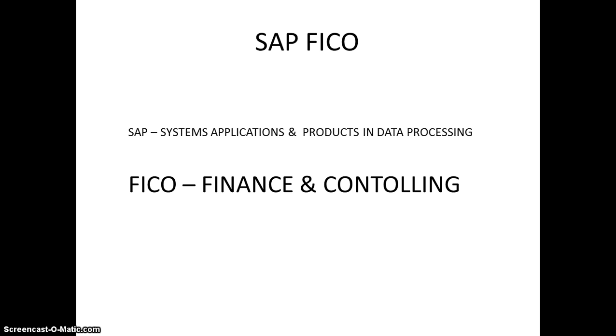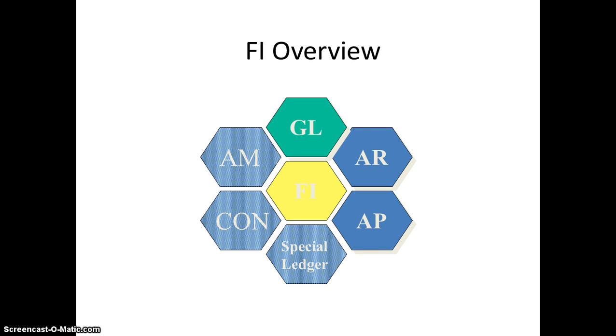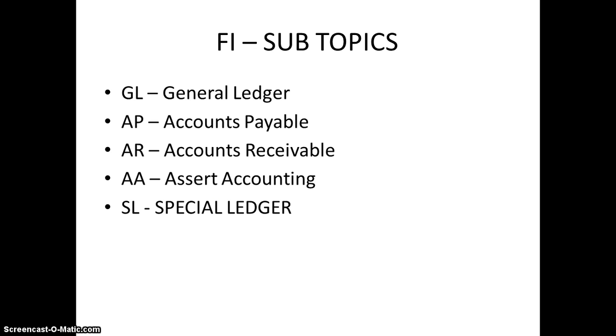Now here in SAP FICO, SAP means systems, applications and products in data processing, and FICO means finance and controlling. This is an ERP solution given by SAP. ECC 6.0 is the latest version that we have. So, FI overview. In FI we have various subtopics: GL, AR, AP, special ledger, controlling and asset management. As I already discussed, controlling comes as a separate module which will be handled separately, and this is all about FI.